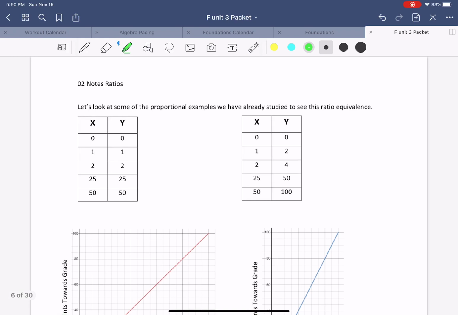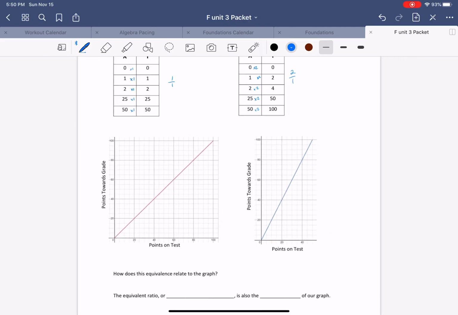Because proportions have equivalent ratios, let's look at some proportional examples we've looked at to see this ratio equivalence. So 1 times 1 is 1, 2 times 1 is 2, 25 times 1 is 25, 50 times 1 is 50, and 0 times 1 is 0. So we have the ratio equivalence of 1 over 1. For this one, 1 times 2 is 2, 2 times 2 is 4, 25 times 2 is 50, 50 times 2 is 100, 0 times 2 is 0. So we have the ratio of 2 to 1.